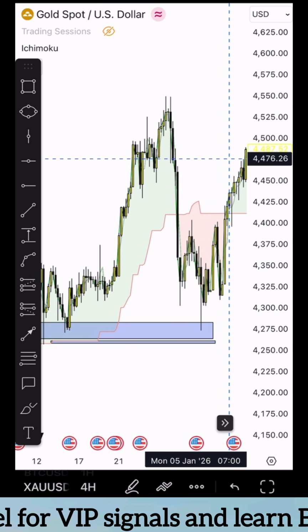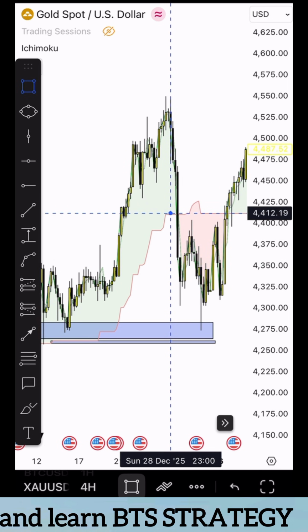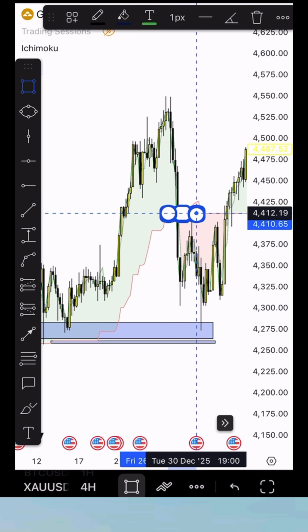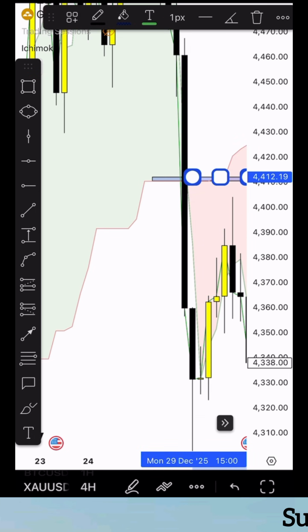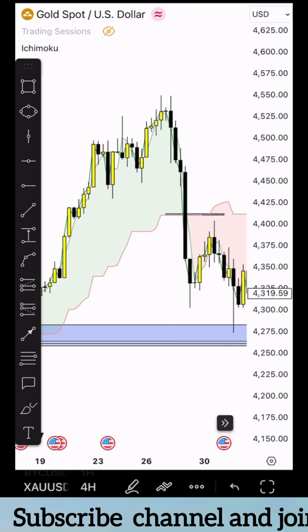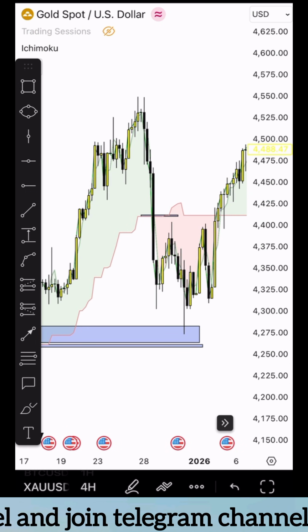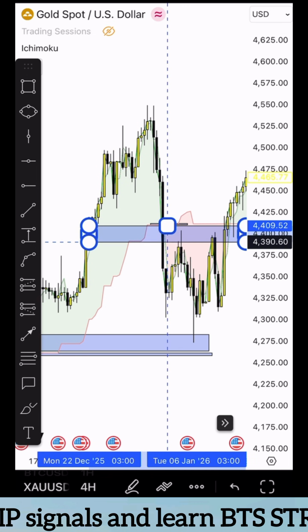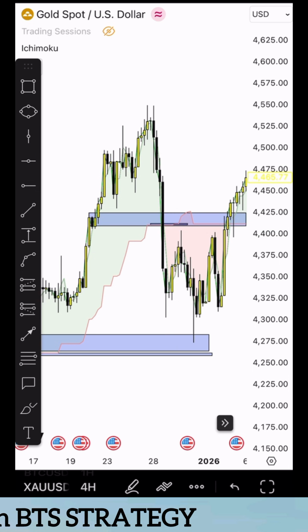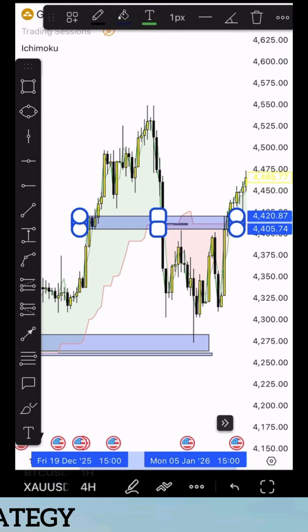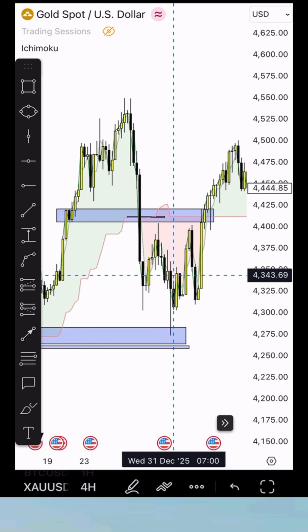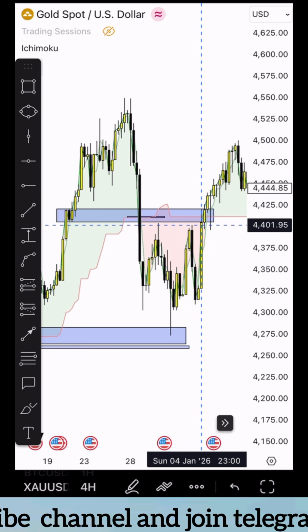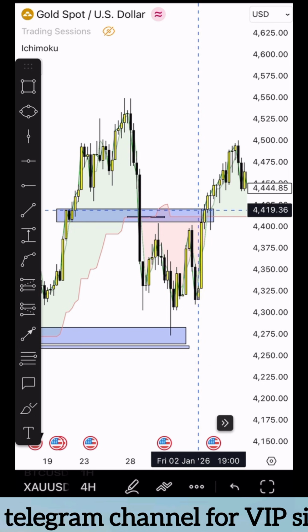So next area, look here, we had a crossover. This is very important as well. You can see the cross from the green to the red cloud. This is another strong area. If we drag this, we have another area here. Price needs to come here first, and then look what happens. Price travels and then goes there, and once it's in this area, price breaks. And after the break, what happens?